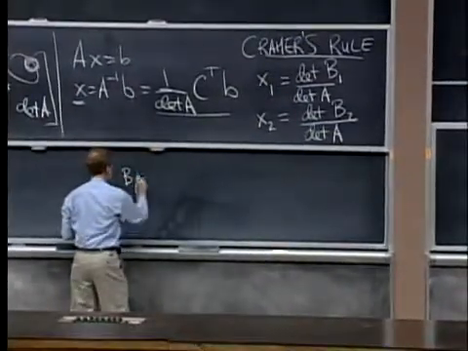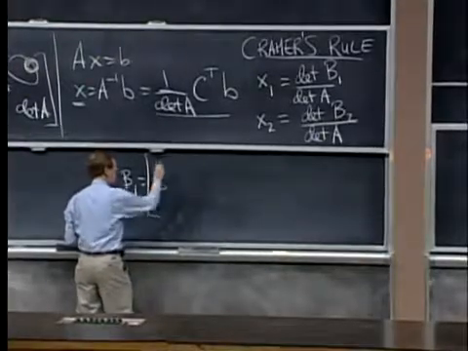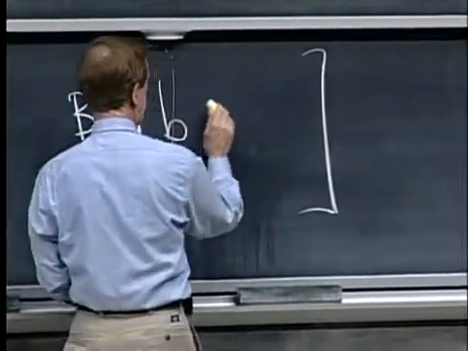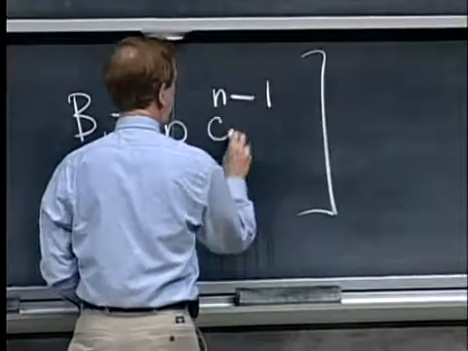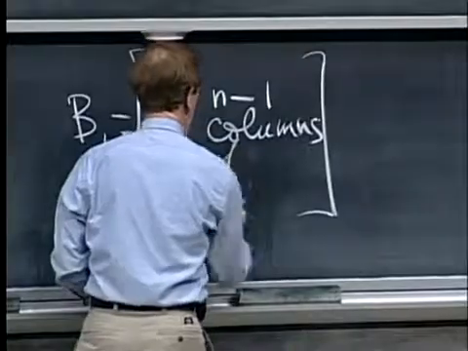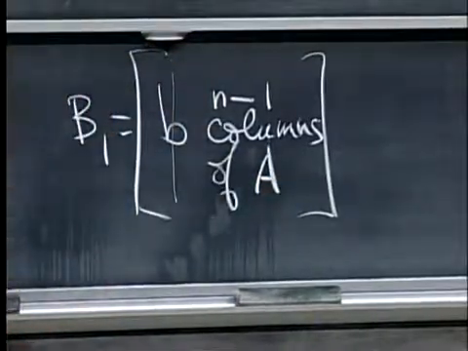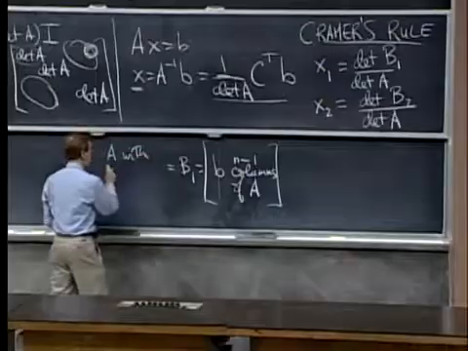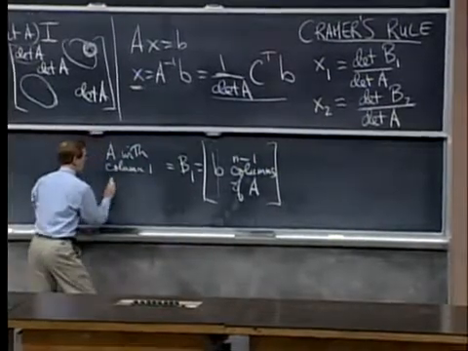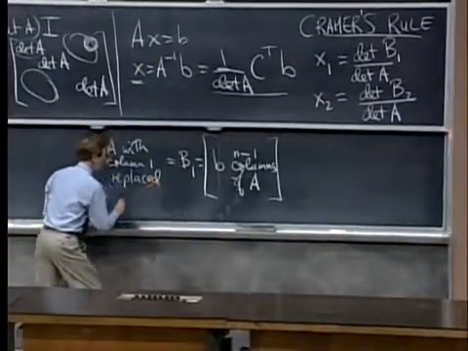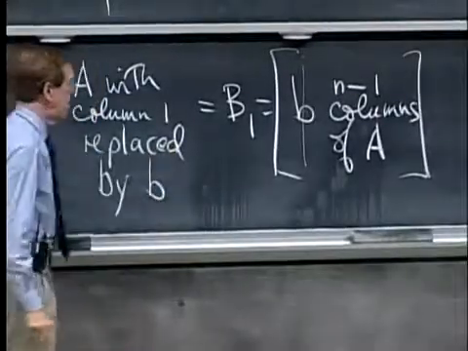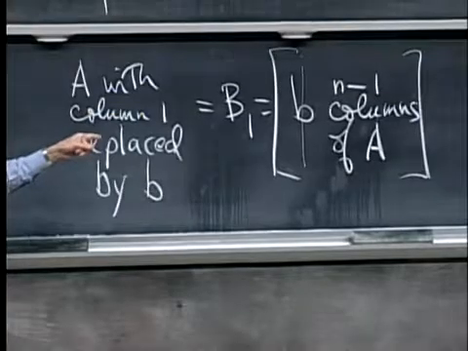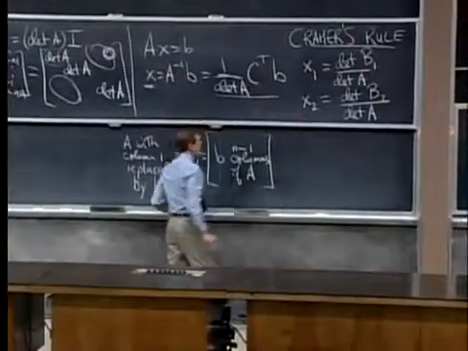This B1 is the matrix that has B in its first column, and otherwise the rest of it is A. So otherwise it has the rest, the n minus 1 columns of A. It's just the matrix A with column 1 replaced by the right-hand side, B. Because somehow when I take the determinant of this guy, it's giving me this matrix multiplication.